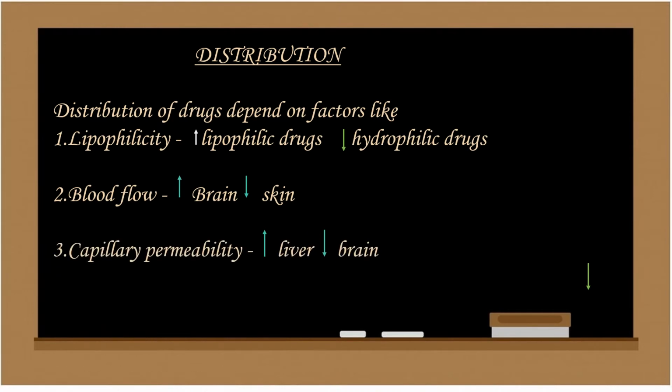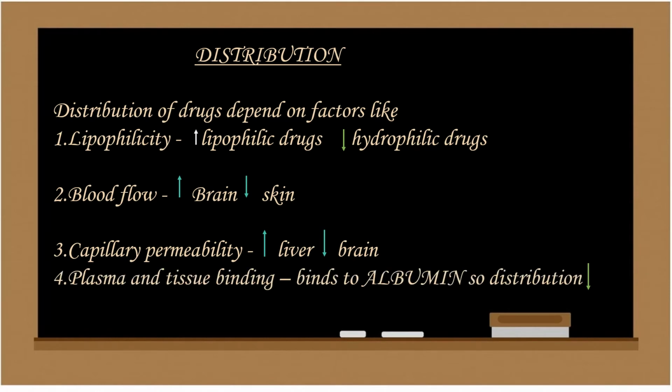Next is capillary permeability. Capillaries of liver have large intercellular pores, so drugs get distributed in liver faster compared to brain that has tight junction that does not allow the passage of lipid-insoluble drugs. Plasma and tissue binding. Most drugs possess an affinity for plasma proteins, and majority of the drug binds to the plasma protein albumin, and this binding decreases the distribution. Final and most important one is volume of distribution. Let us see volume of distribution in detail in the next slide.